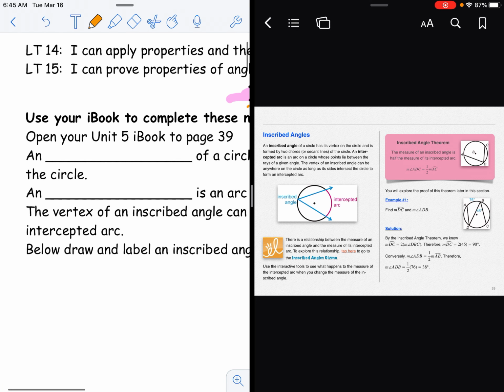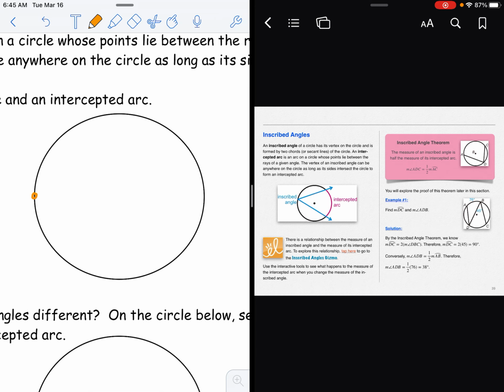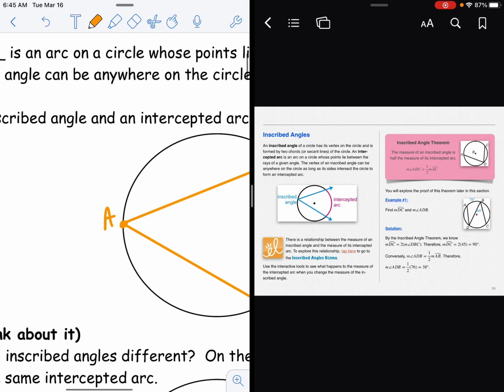So, an inscribed angle of a circle has its vertex on the circle and is formed by two chords or secant lines of the circle. Let's go ahead and just draw it right now. What that means is, it can technically keep going. We'll call this A, B, and C.